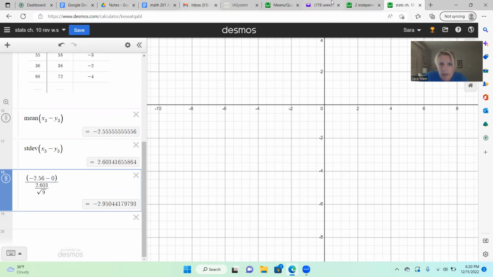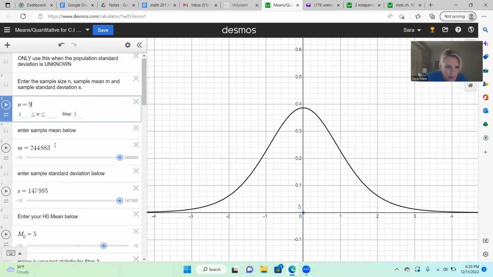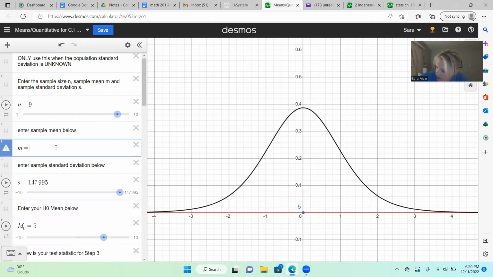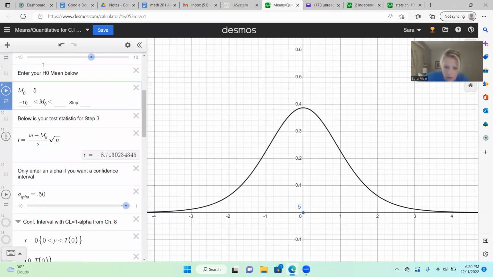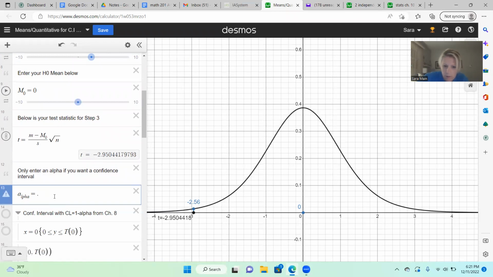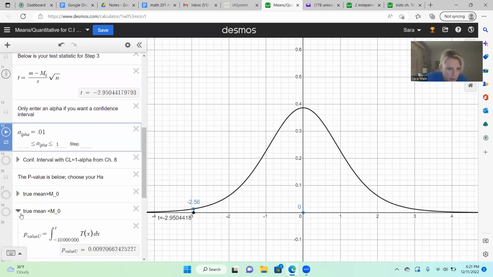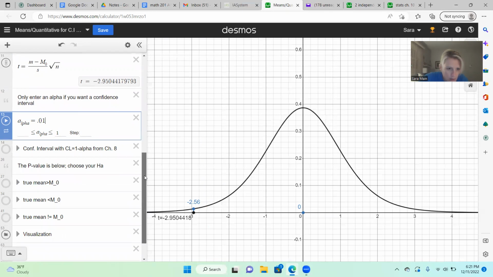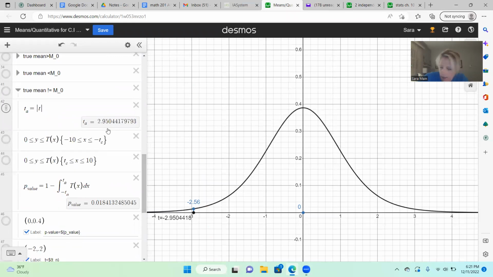2.95. So I'm going to my means for one sample, and we had 9 as our sample size. Our mean differences was a negative 2.56. Our standard deviation of the differences was 2.603. And we think our differences should be 0. So don't forget your H0. And our alpha is 0.01. And we're doing a not equal to, so I can close the confidence interval. I'm going to close all of them except for the one that is the equal to test, my two-tailed. And that validated my test statistic.